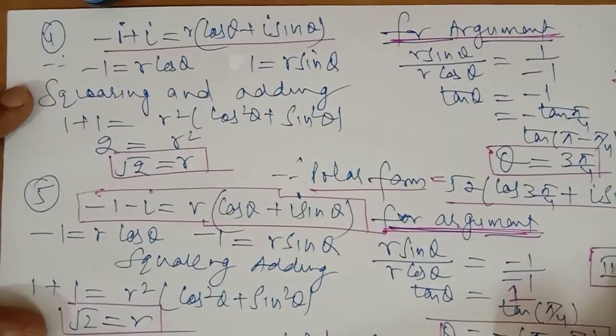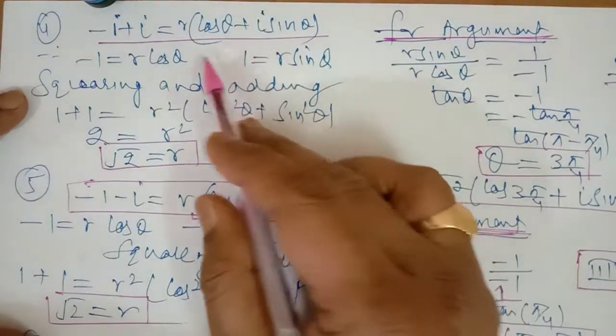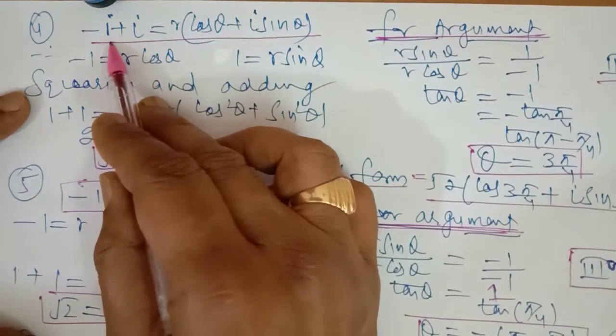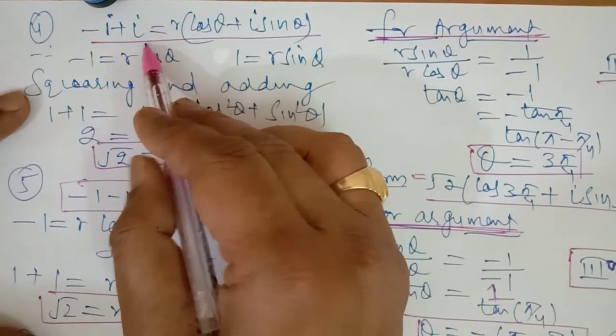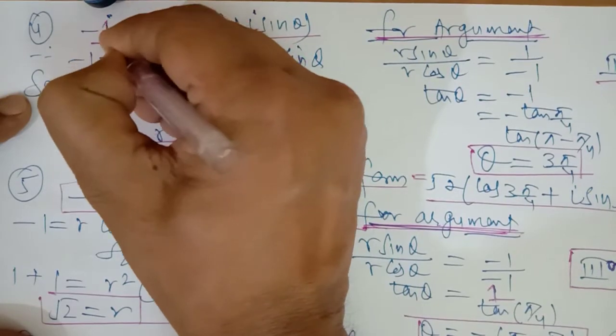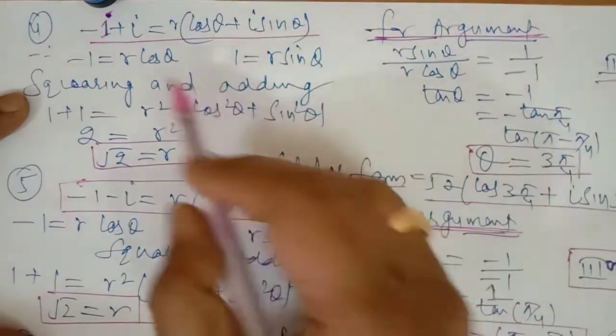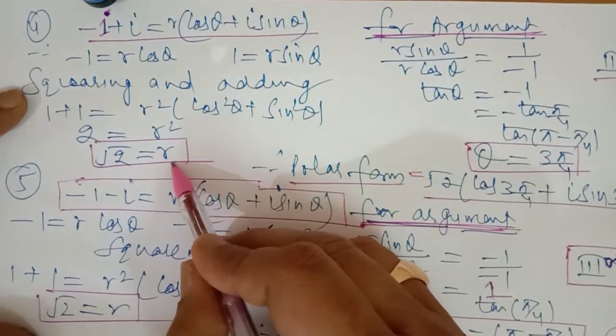Similarly is question number 4. As usual, let it be equal to r cos theta plus i sin theta. r cos theta is equal to minus 1, r sin theta is equal to 1. So equate real part with real part and imaginary part with imaginary part. Squaring and adding, you get r equal to root 2.